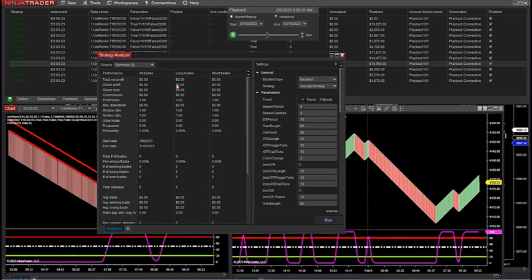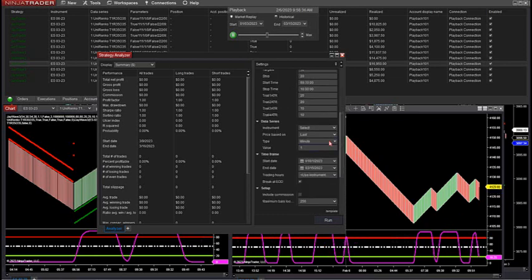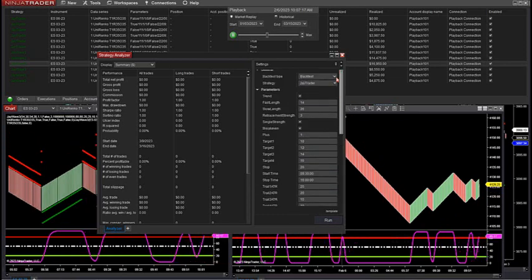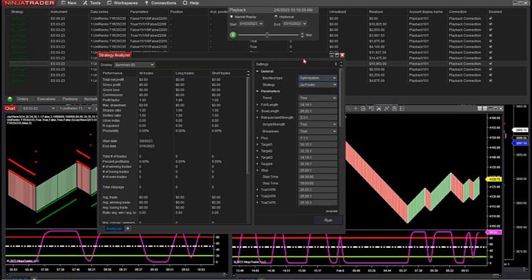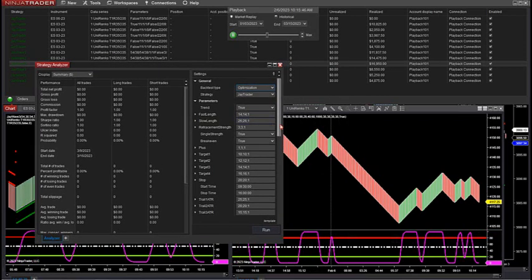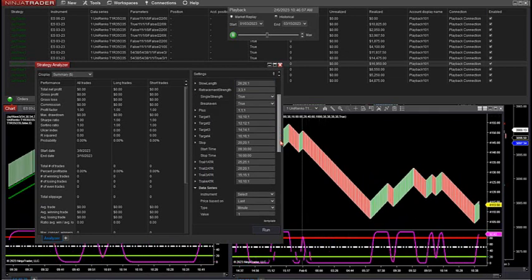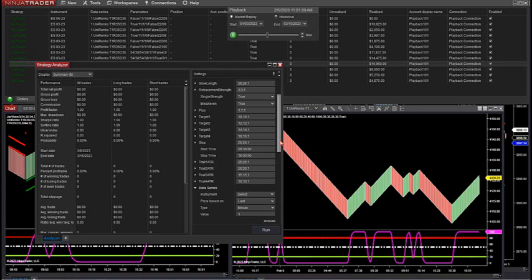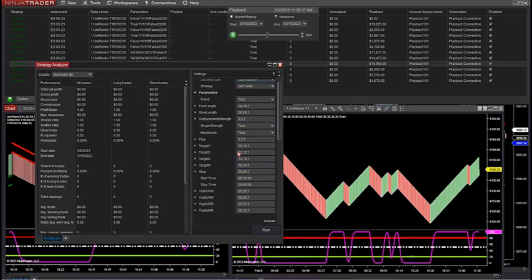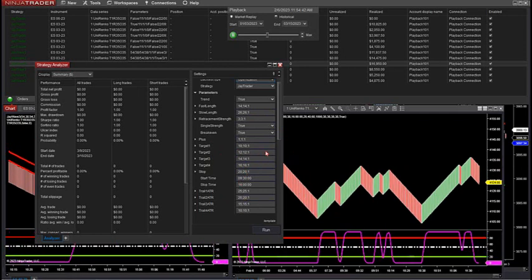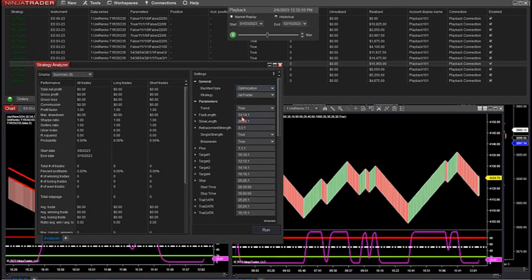But what you can do, Lisa, is go in here to Strategy Analyzer. You can type in JTrader. You can come up here and go to optimization, and you can find out what time works best for that type of currency or what type of futures, right? You can optimize your settings for targets, for your trails, and all that stuff. You can put it in here.